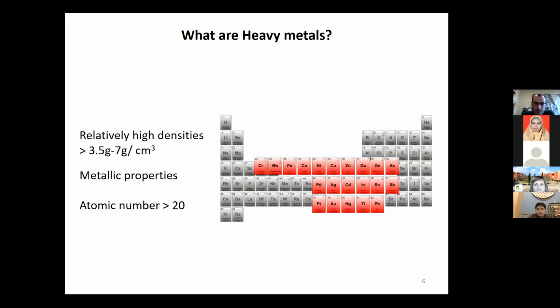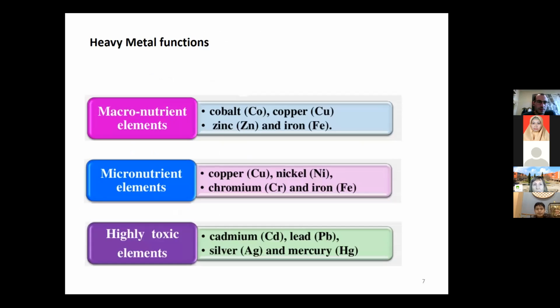Okay, so then we also have heavy metals, and they have a relatively high density. I found in the literature numbers between 3.5 grams to 7 grams per cubic centimeter. They have metallic properties and they have an atomic number higher than 20. These are also characteristics of heavy metals.